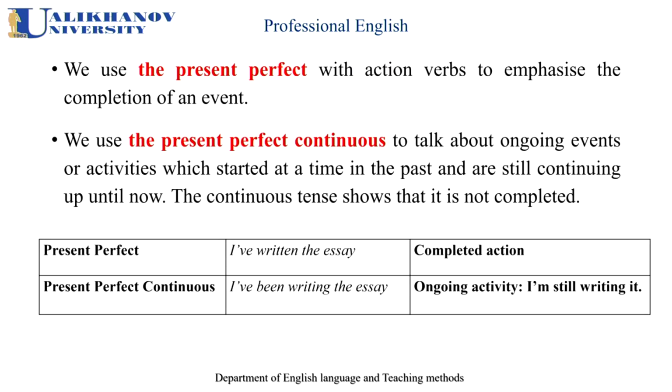Now let's speak about the difference between present perfect and present perfect continuous. The difference between present perfect and present perfect continuous is when we want to show whether something is completed or not. We use present perfect with action verbs to emphasize the completion of an event. We use present perfect continuous to talk about ongoing events or activities which started at a time in the past and are still continuing up until now. The continuous tense shows that it is not completed.